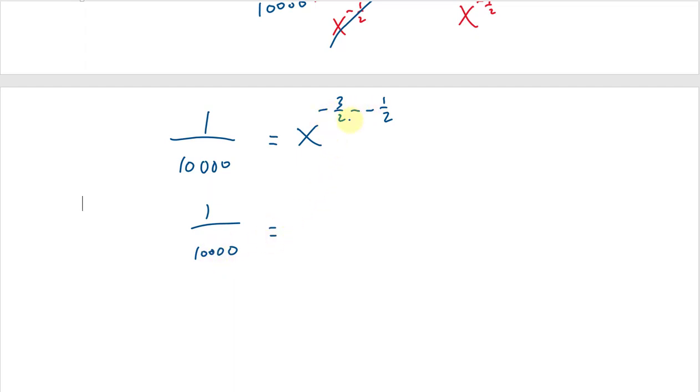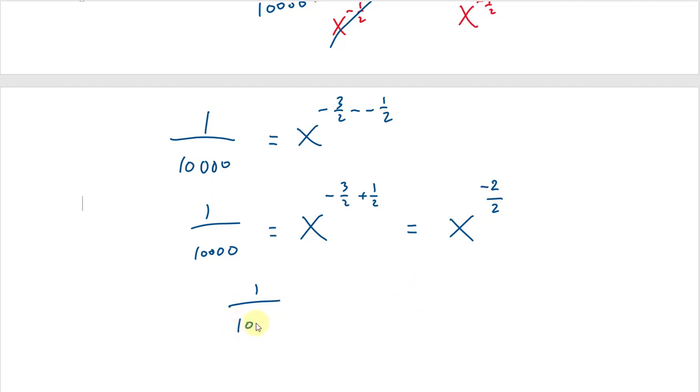Okay, the two minuses become plus, so minus 3/2 plus 1/2. And we can see that this is over 2, right? We can add the same 2's. We can keep the 2, we can add the minus 3 plus 1, that is minus 2 on the numerator.